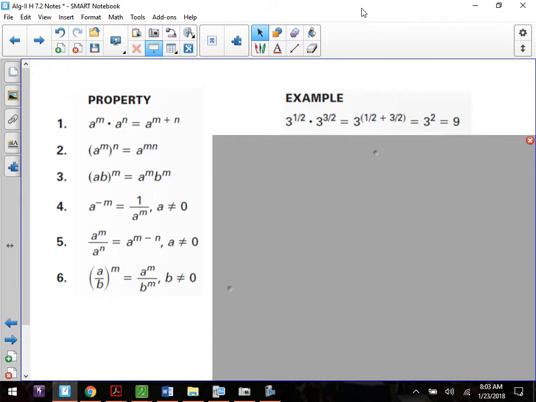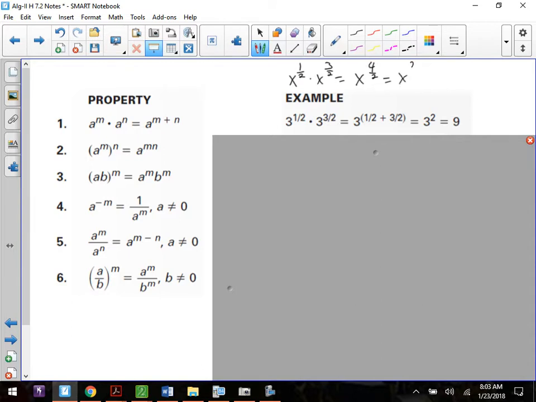Think of it this way, if this was just values of x, it would just be that. And since it's numerical, they're putting it at the end. Same deal goes for power to power.